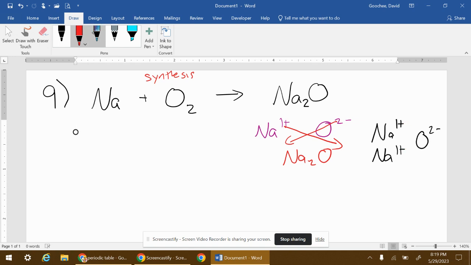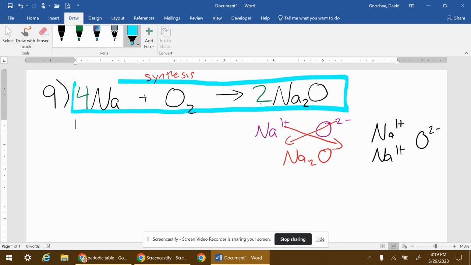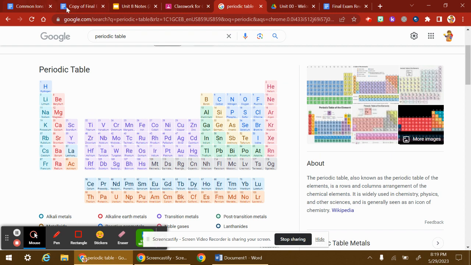All right, now last step is we need to balance this equation. We've got one sodium here and two here. So we're going to have to put a 2 in front. We've got two oxygens here and one here. So we're going to have to put a 2 in front here. But now we have not 2, but 4 sodiums. 2 times 2 is 4. So we got to change this over here to a 4. And this is the complete synthesis reaction. Okay, there we go. Let's go on to the next one.